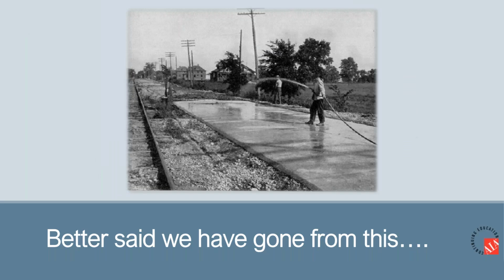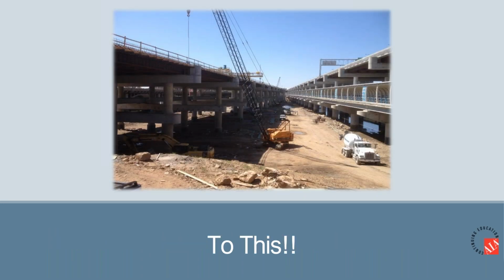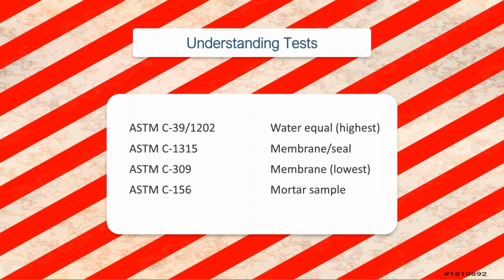We've gone from building concrete and laying foundations like this to building construction like this, and we haven't paid attention to the methods. So let's understand tests really quickly. This is really important. The ASTM has test methods, specifications, and recommendations. Everything that you see in front of you is probably in your current Division III spec, but it's important to understand some differences here. ASTM C156 is a test method. ASTM C309 and 1315 are specifications.